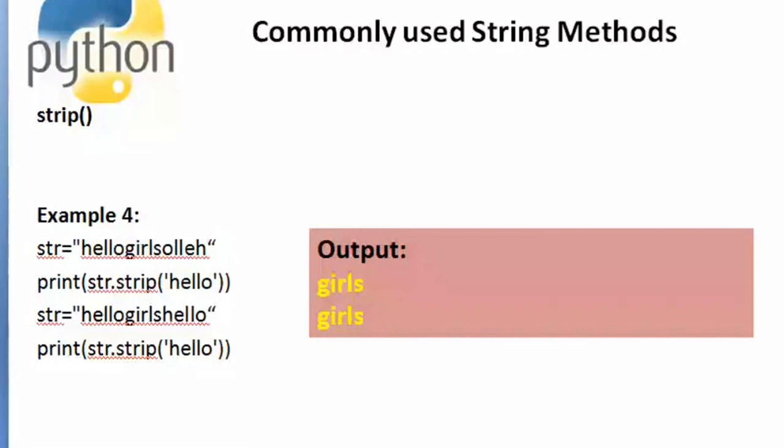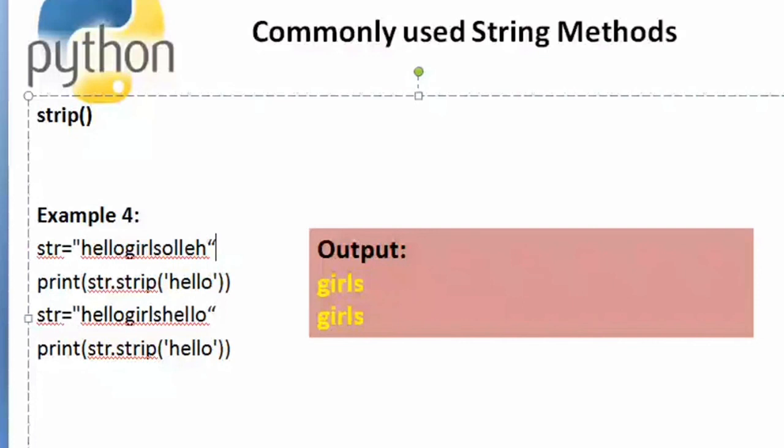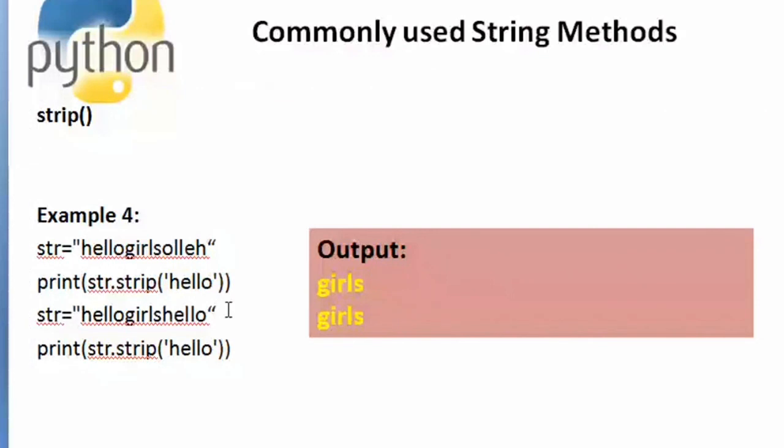So strip will also identify such kinds of things. Hello, even if it is given in reverse order or straightforward, it will identify it and remove it. In the first case, the last hello is in reverse order, and in the second str, it is in the proper order. But you can see the output for both: it has removed the hello before and after, and it is giving me girls on the output. Is this example clear? A very helpful example for you. Yes, ma'am.